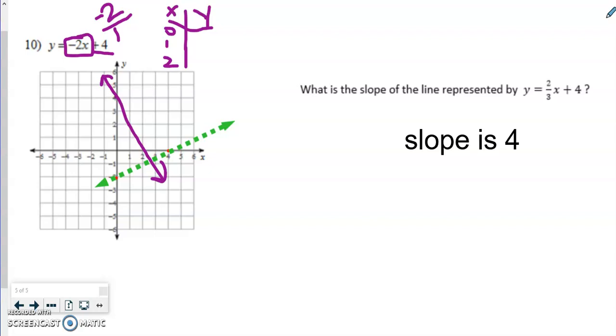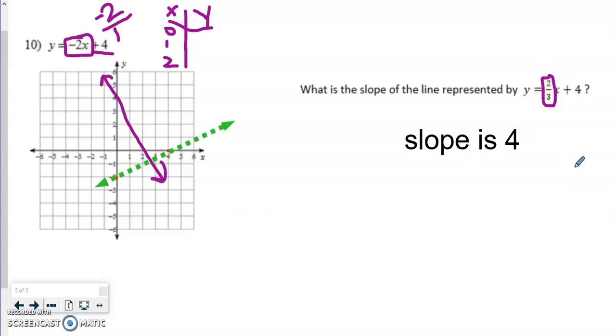So this question says, what's the slope of the line represented by y equals 2/3 x plus 4? And the crazy thing is, I think the problem that you were given on your test was y equals x plus 4, and all of you said there's no slope. There was. You have to remember that slope is always in front of x. So in this case, it's 2/3.